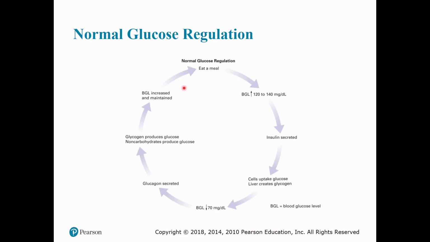So as you can see, this is it in a graph. Normal glucose, this is someone without diabetes. They eat their meal, sugar goes up, insulin is secreted, cells take up glucose, blood sugar drops, glucagon is then secreted, which allows the blood glucose level to increase and be maintained at a normal level until you eat again.